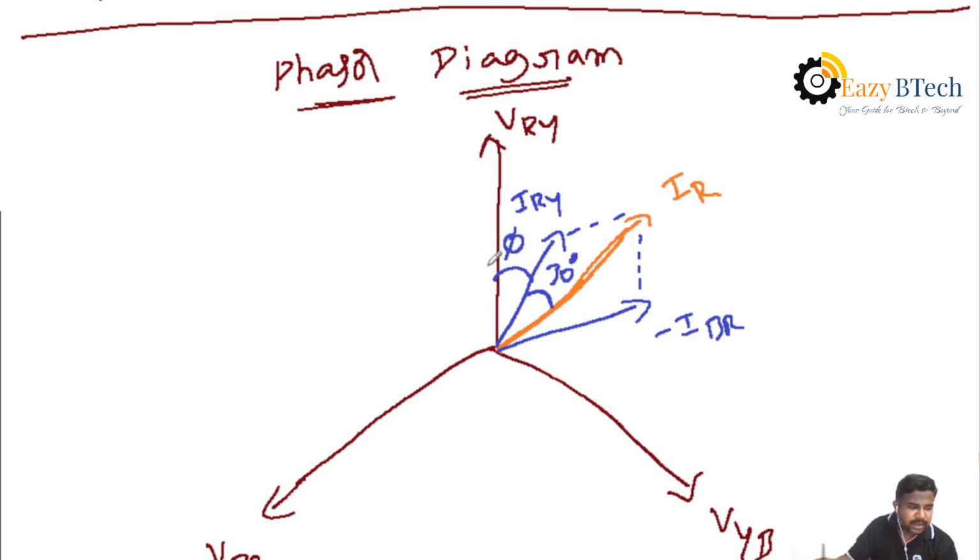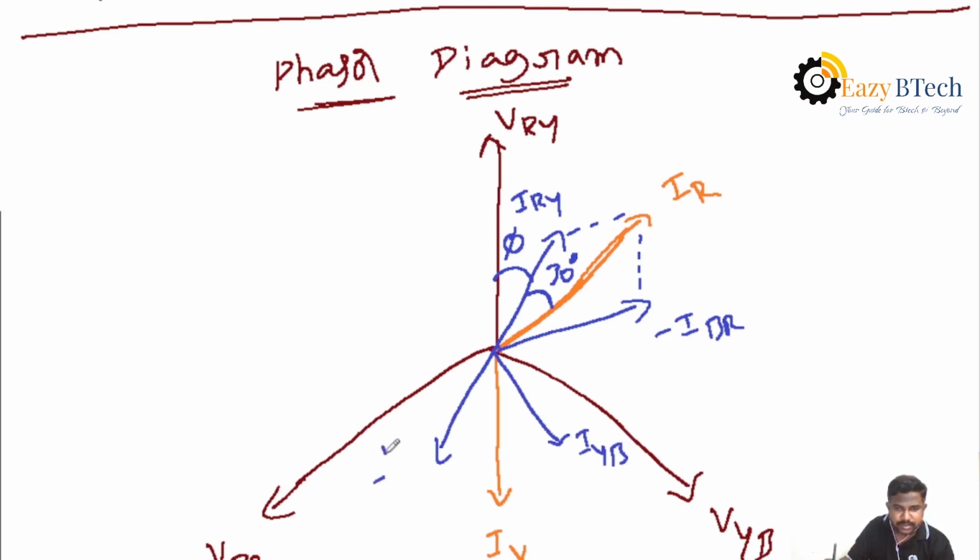Okay. Then draw the second current value, that is IY. Suppose this is IY current, then IY current can be formed between IYB and the opposite vector of IRY, that is minus IRY. Then by the vector sum of these two currents, we will get the current IY. Then similarly, we can draw the next current, the last current, that is IB.